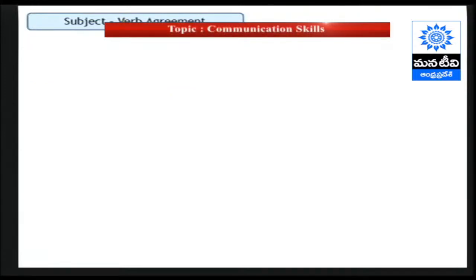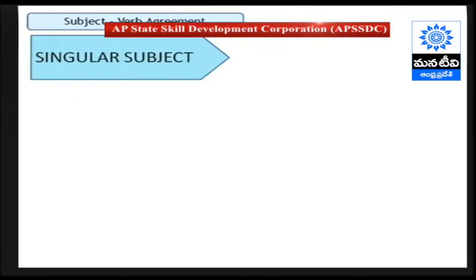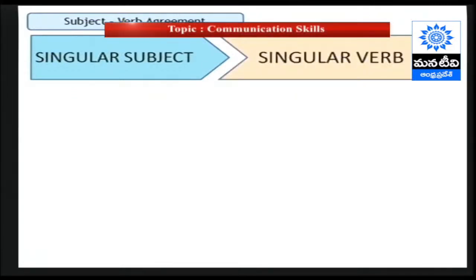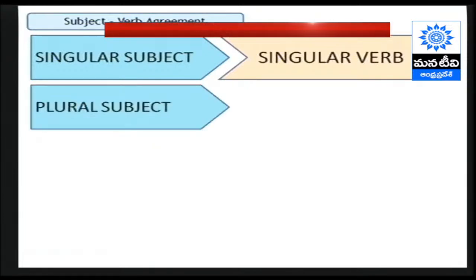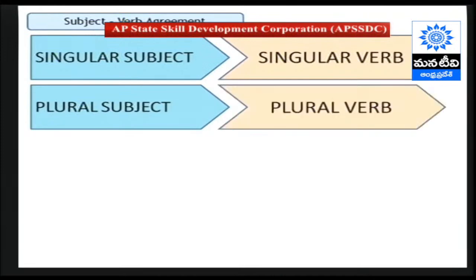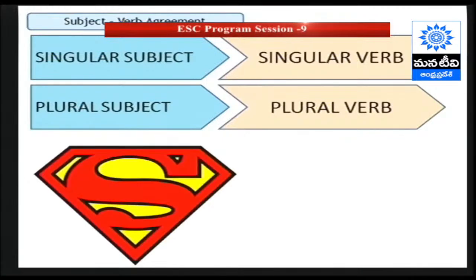So we are talking about subject-verb agreement. This is because the subject should always be in sync with verb. What I mean by this? If the subject is singular, I need to use a singular verb. If the subject is plural, I need to use a plural verb. Now, as simple as it sounds, we always make a mistake.